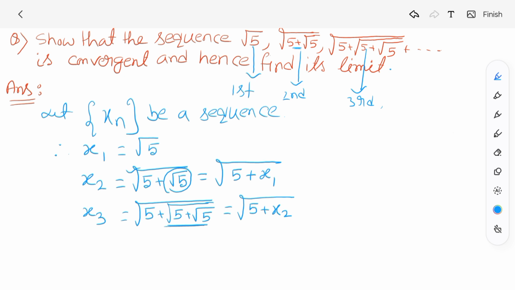So now see students, what is the relation between the terms? x2 equals square root of 5 plus x1, look, the previous term. Similarly, x3 equals square root of 5 plus the previous term. That means you can write the n plus 1th term equals root of 5 plus the previous term, and the previous term is my nth term. Clear everyone? So that is how to write the nth term.